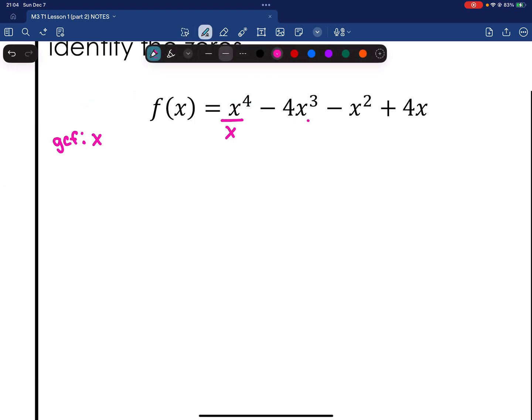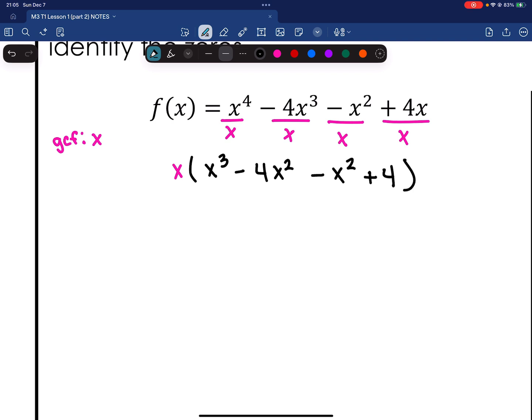So we're going to divide each thing by x, and all that does is make the numbers just a little bit smaller for us to work with. If you forgot to do this, you could catch this in a later step. So I have x, and then we would be left with x to the third minus 4x to the second minus x squared plus 4. So now that we've done that, we can go ahead and do our factor by grouping.